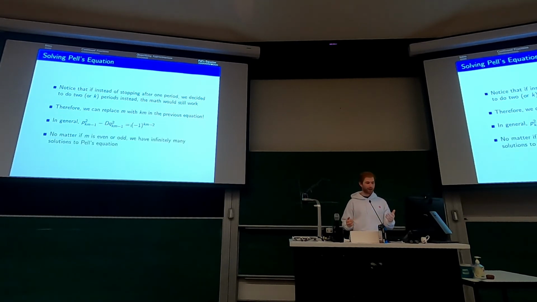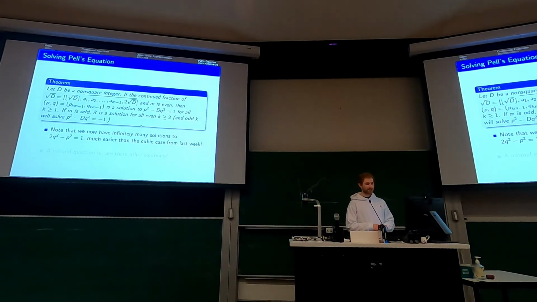And what we see now is, if m is even or m is odd, no matter the period of our continued fraction, we have infinitely many solutions to Pell's equation. Because if m is odd, we just take k as even, right? 2, 4, 6, 8, and this will always be negative 1 to the even number.